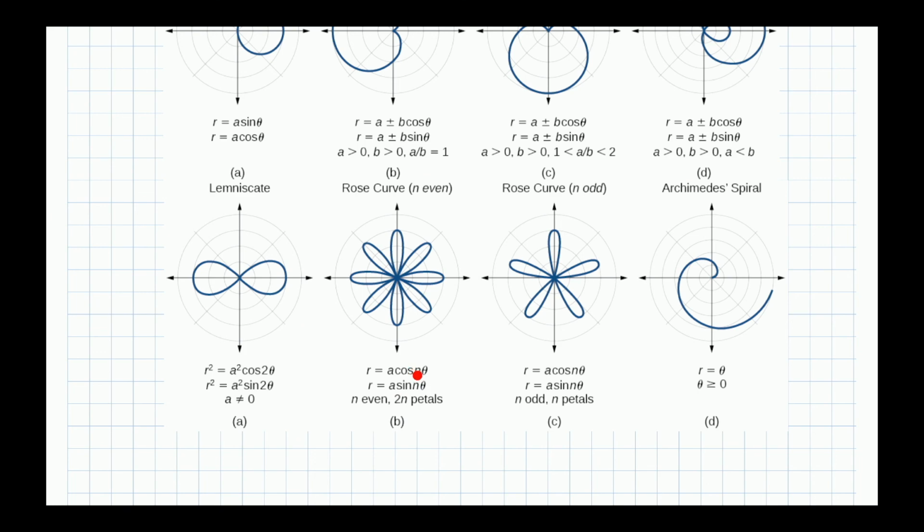So like if n is 3, there would be 6 petals, like petal, petal, petal, petal. Whereas if you pick n to be an odd number, then you don't get double that. So like if n is 5, you get 1, 2, 3, 4, 5 petals. This one, 1, 2, 3, 4, 5, 6, 7, 8. This is actually n equals 4. So n equals 4 has 8 petals, and n equals 5 has 5. You get twice as many if you have an even number.